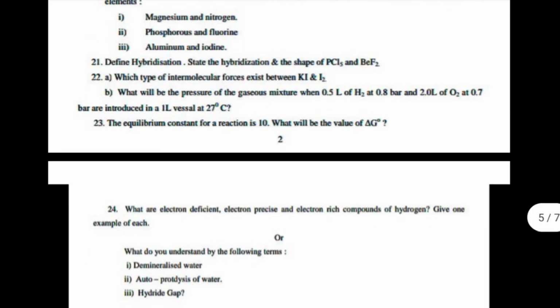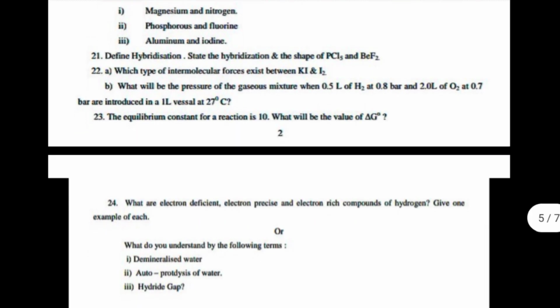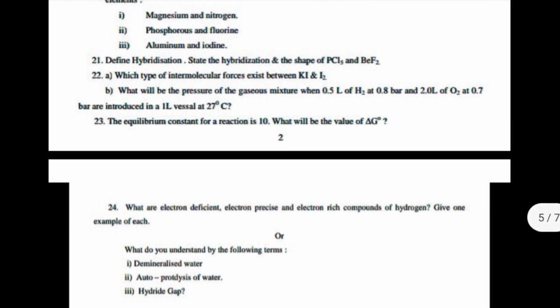Next, question 22. A. Which type of intermolecular force exists between KI and I2? So, ion induced dipole. Second, what will be the pressure of the gaseous mixture when 0.5 liter of H2 at 0.8 bar and 2.0 liter of O2 at 0.7 bar are introduced in a 1 liter vessel at 27 degrees Celsius? The total pressure of the gaseous mixture is 1.80 bar.